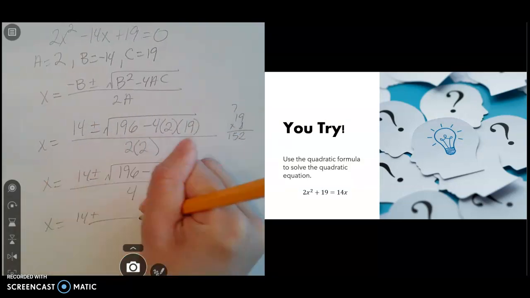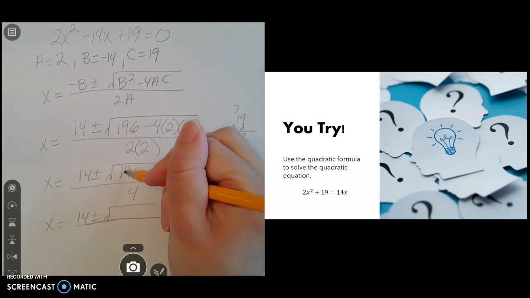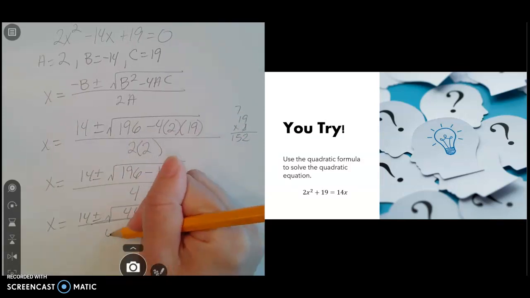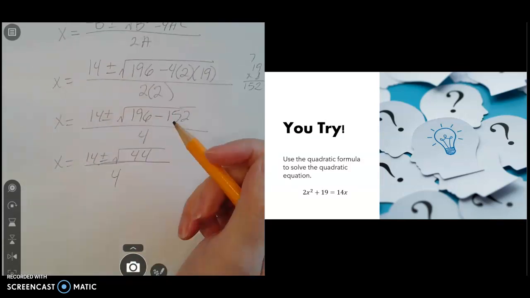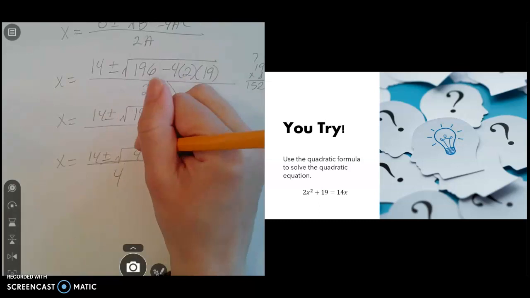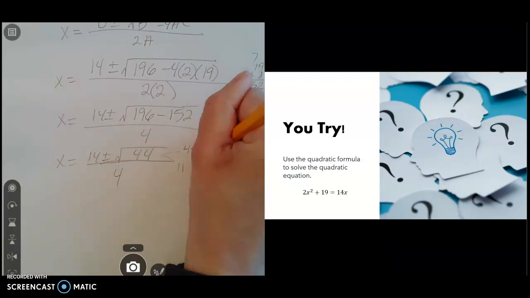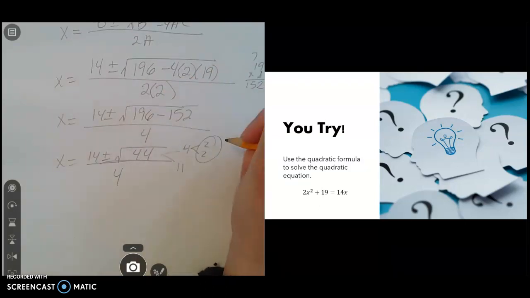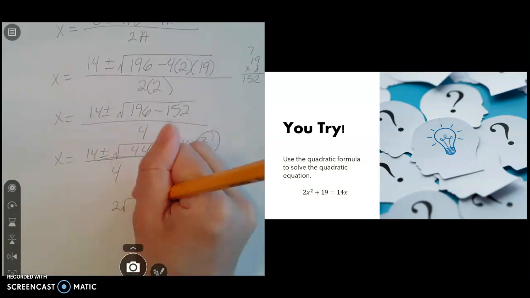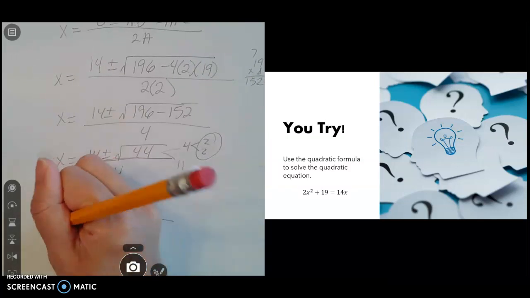All right, let's keep going. So we got plus or minus the square root. If I do 196 minus 152, that'll give me 44. And it's all over 4. All right, well, let's see if we can simplify. 44 is not a perfect square, so what am I going to do? Well, I'll see if I can simplify my radical. 44 is 4 times 11, and 4 is 2 times 2, so I can take out a 2, okay? So the square root of 44 will simplify to be 2 square root of 11. So now I'm going to have 14 plus or minus 2 square root of 11 all over 4.